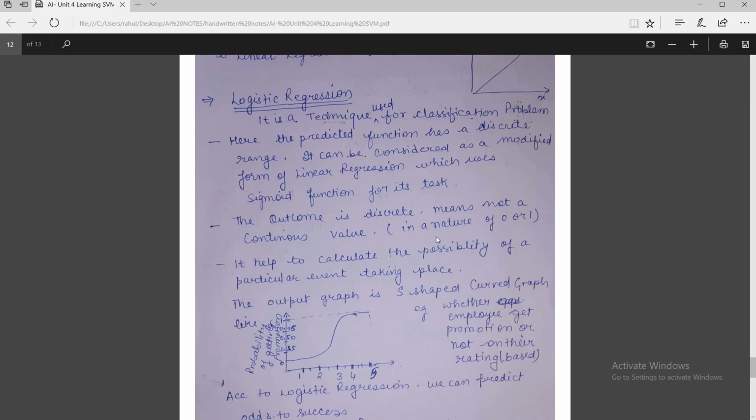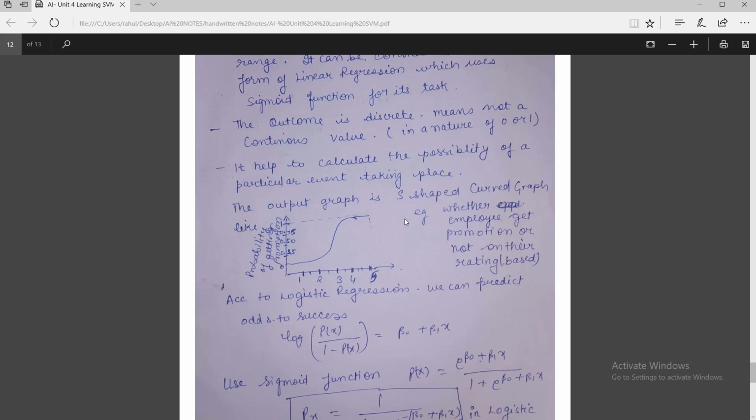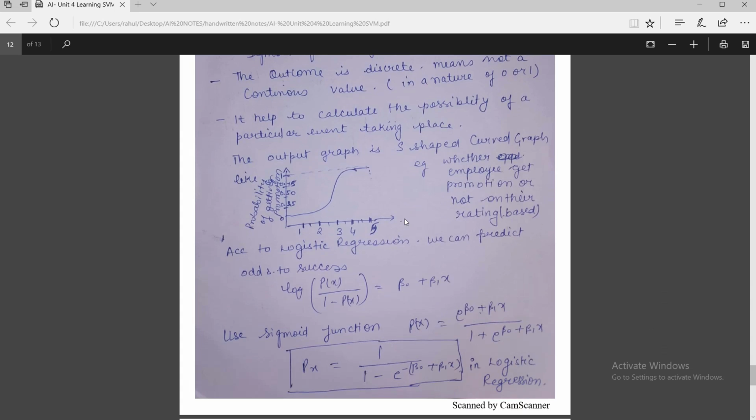It is a technique used for classification problems. Here the prediction function has a discrete range. So it can be considered as a modified form of linear regression which uses a sigmoid function for its task. So basically the sigmoid function will have this form of formula, and this will be used to generate a logistic regression.